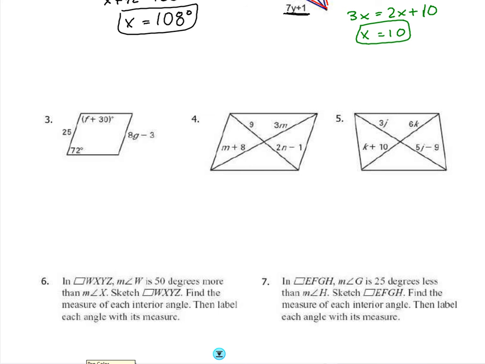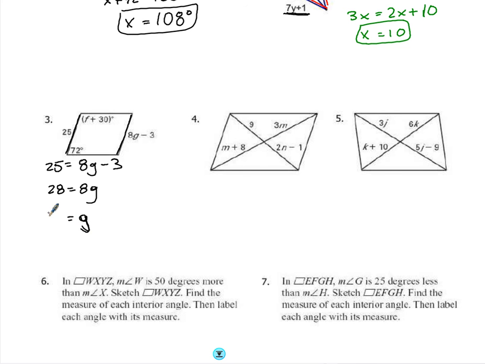So since these are parallelograms, opposite sides are parallel, but they're also congruent. So that means 25 would be equal to 8g minus 3. I'm going to add 3 to both sides to get 28 is equal to 8g. And then when I divide both sides by 8, I end up with a fraction, and I can go ahead and rewrite that as 28 over 8, or I can reduce it down to 7 over 2.